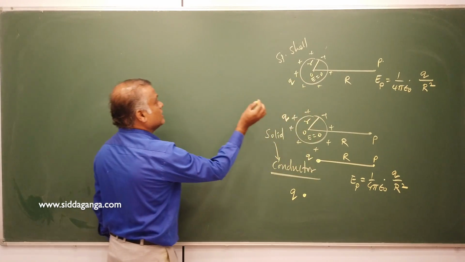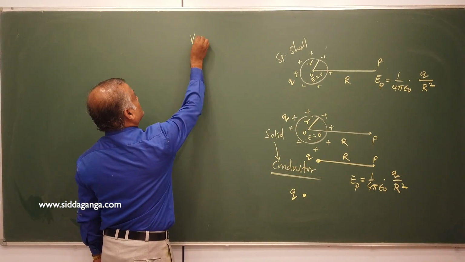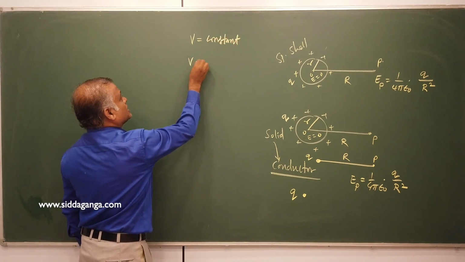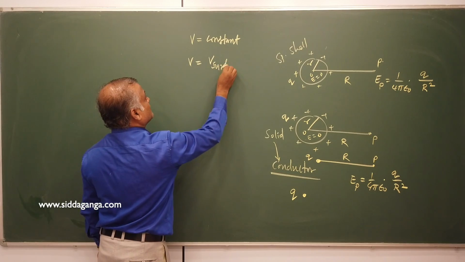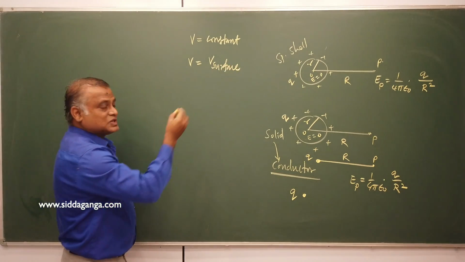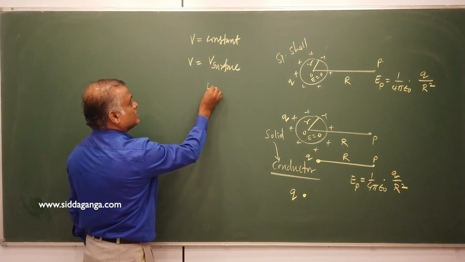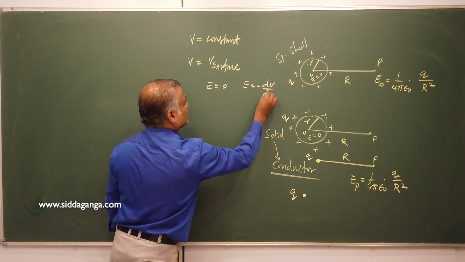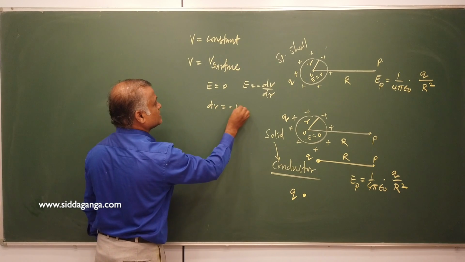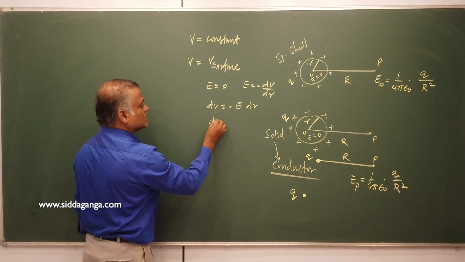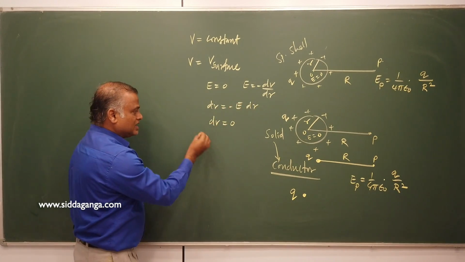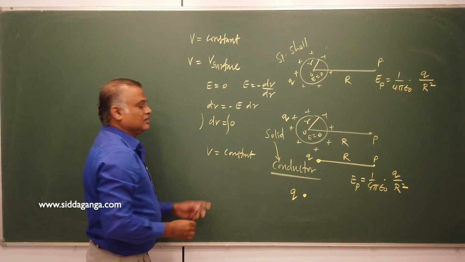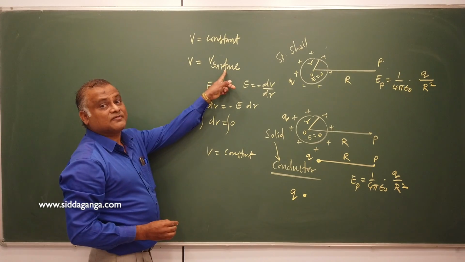And as we studied, potential is constant, and that potential is equal to the potential on the surface of the conductor. As we studied, E is equal to 0, and E is minus dV by dr, so dV is equal to minus E into dr. This potential difference is 0. On integrating, we got V is equal to constant, which is the same as that on the surface.